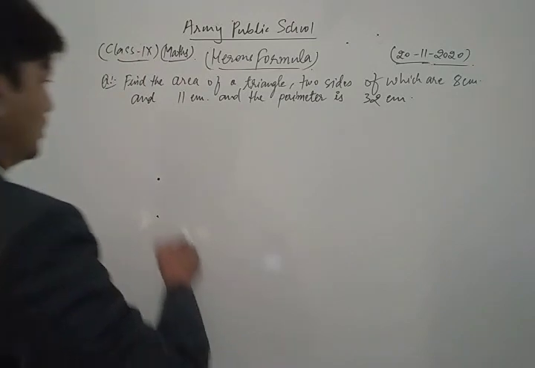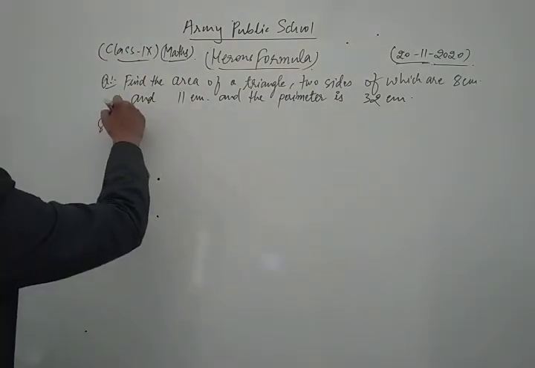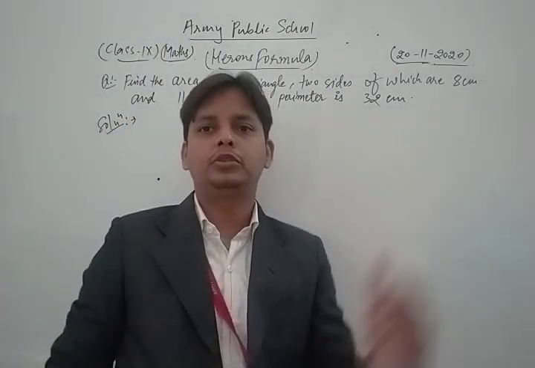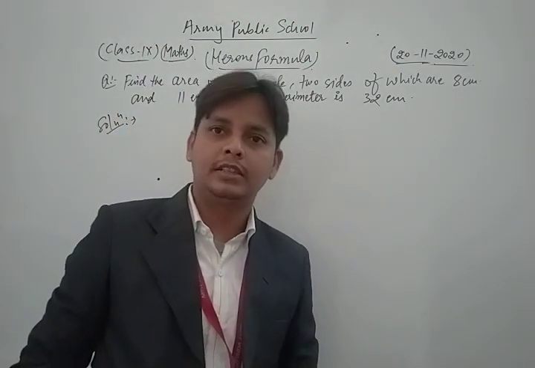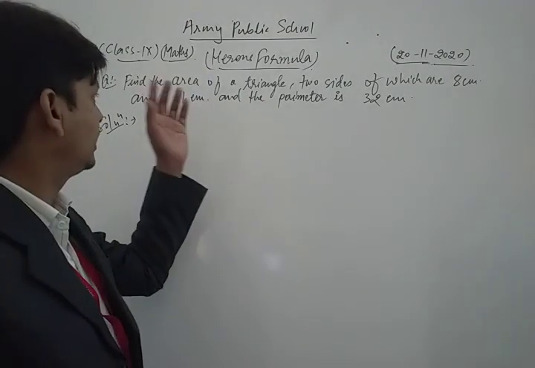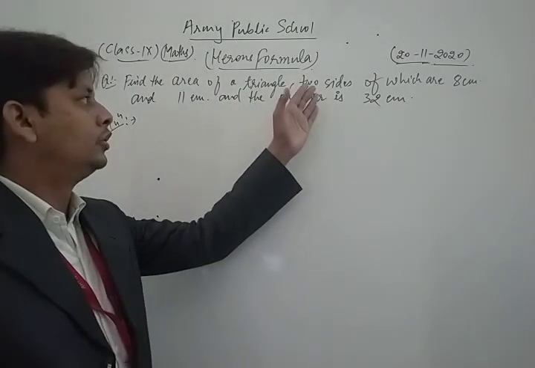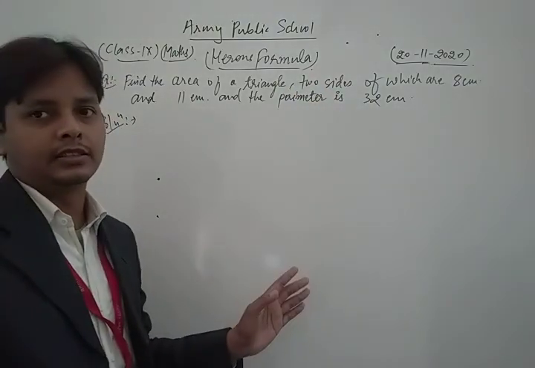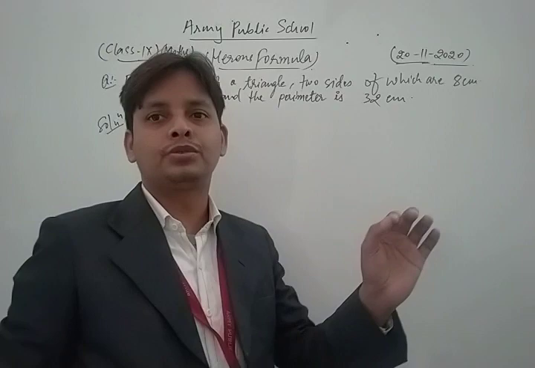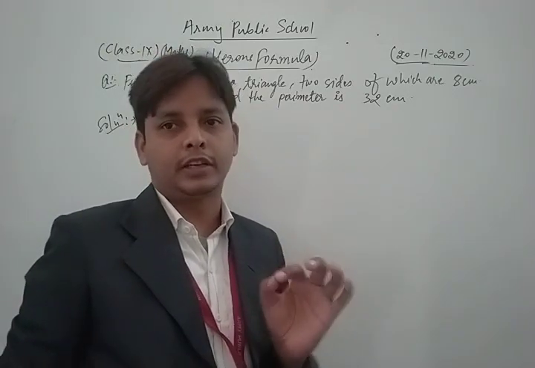Okay, now let's see its solution. Dear friends, this is a very important question of your NCERT exercise. Here we find the area of a triangle, two sides of which are given. In that question, the perimeter is given and two of its sides are given.